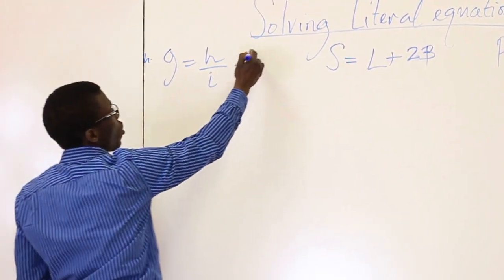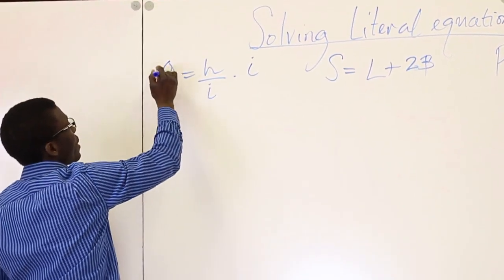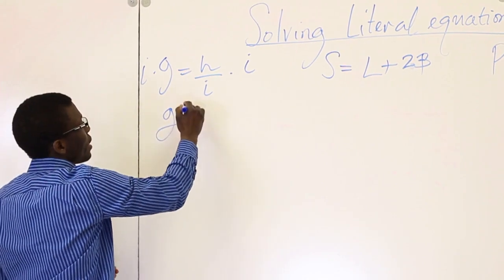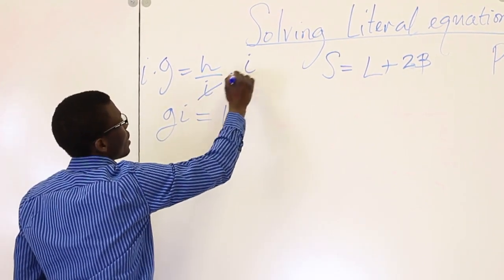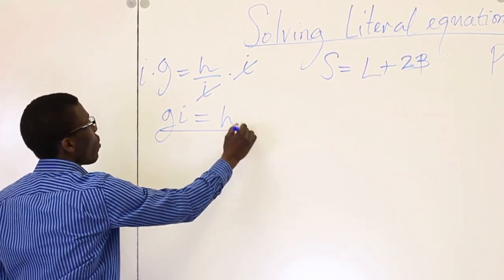What we would do is multiply both sides by i, okay? And so you get g i is equal to h, because the i is cancelled, okay? So you've solved for h.